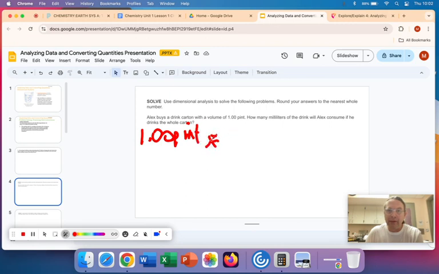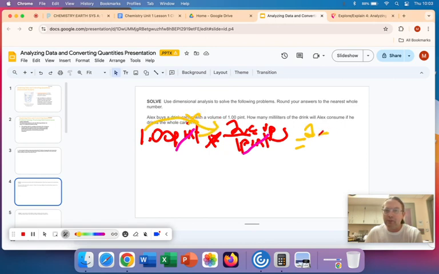So 1 pint, multiply 2 cups. So we want pints to cancel, so put pint on the bottom and cups on the top. So if pints cancels, we will have 2 cups, because 1 times 2 is 2. Now 2 cups, now we start again. 2 cups is how many liters? And I said, what was it?